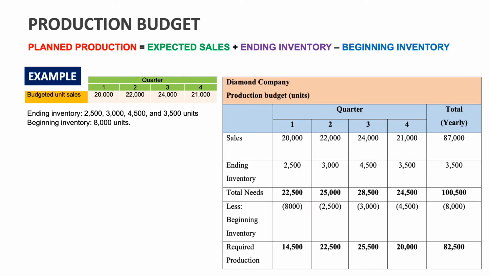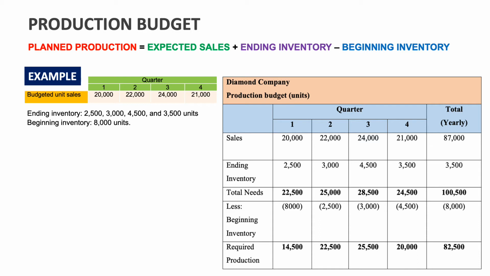Now let's move to the production budget. You want to know how much is the required production. That will be based on the planned production, in which you take the expected sales plus the ending inventory and then minus the beginning inventory. Information is provided to you on the left hand side, and you just need to transfer the figures into this particular format. You will have the sales according to quarter.